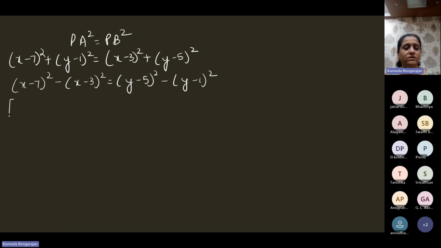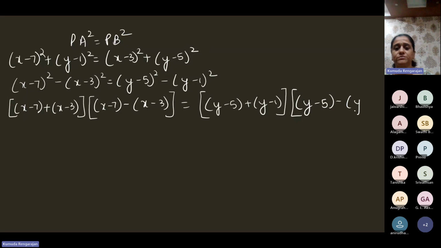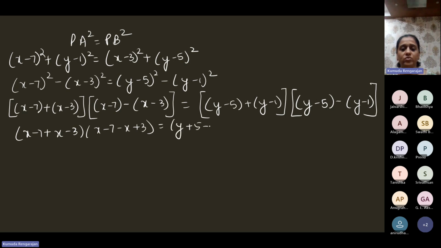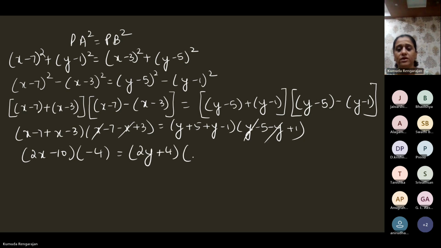Now, a squared minus b squared is equal to (a plus b) into (a minus b). So (x minus 7 plus x minus 3) into (x minus 7 minus x plus 3) is equal to (y minus 5 plus y minus 1) into (y minus 5 minus y plus 1). So (2x minus 10) into (minus 4) is equal to (2y minus 6) into (minus 4).